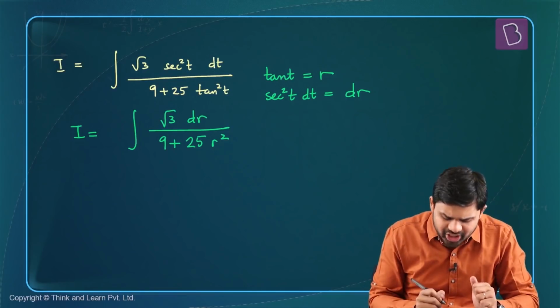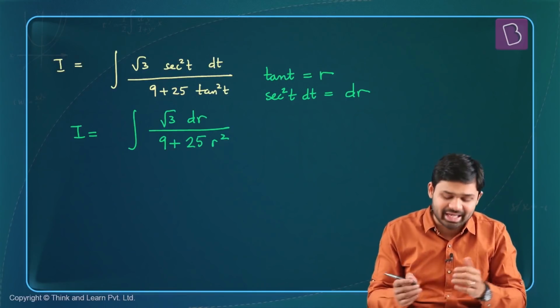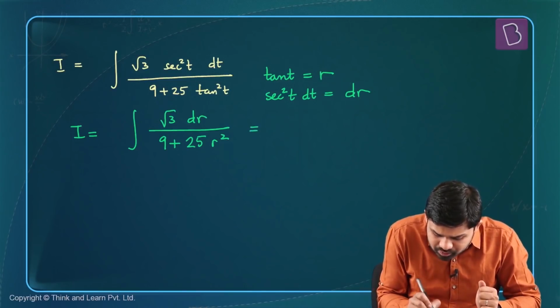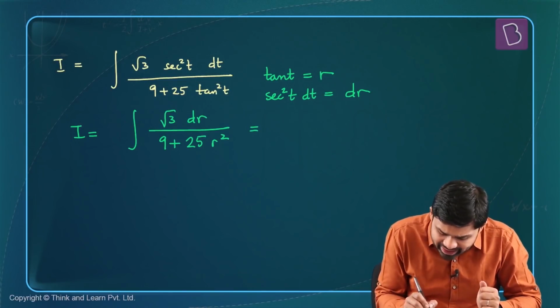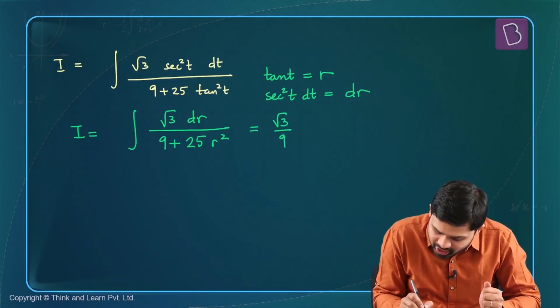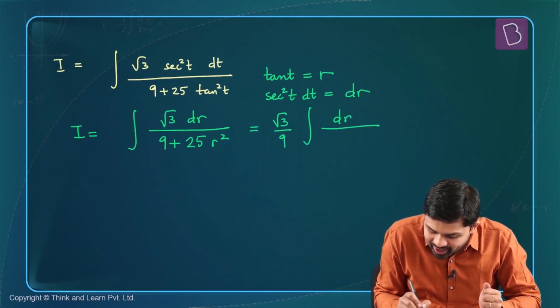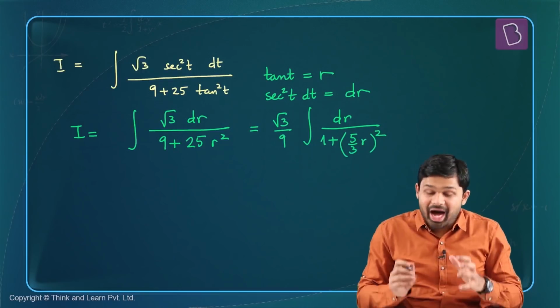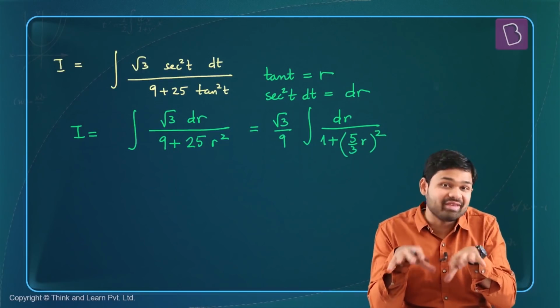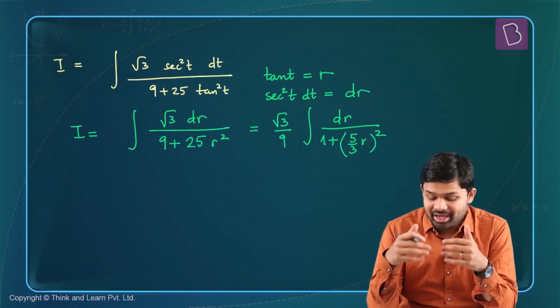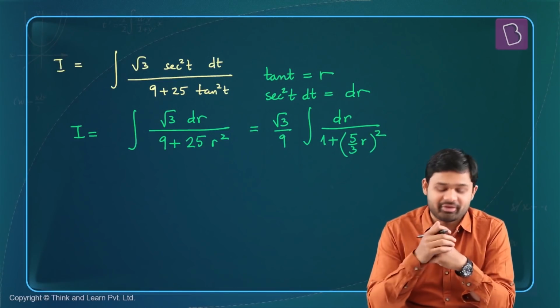Now what we can actually do is divide throughout by 9 in the denominator as well as in the numerator. So what we will eventually get is this root 3 common out here, 9 I take out from the denominator, and I get dr divided by 1 plus 5 by 3 r the whole square. Now, this is something that we are very, very familiar with. This seems to be of the form of tan inverse of that particular variable.